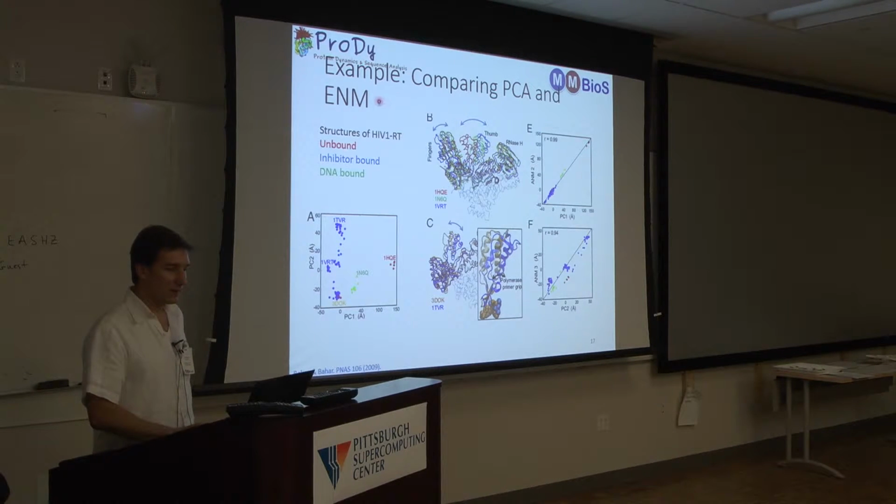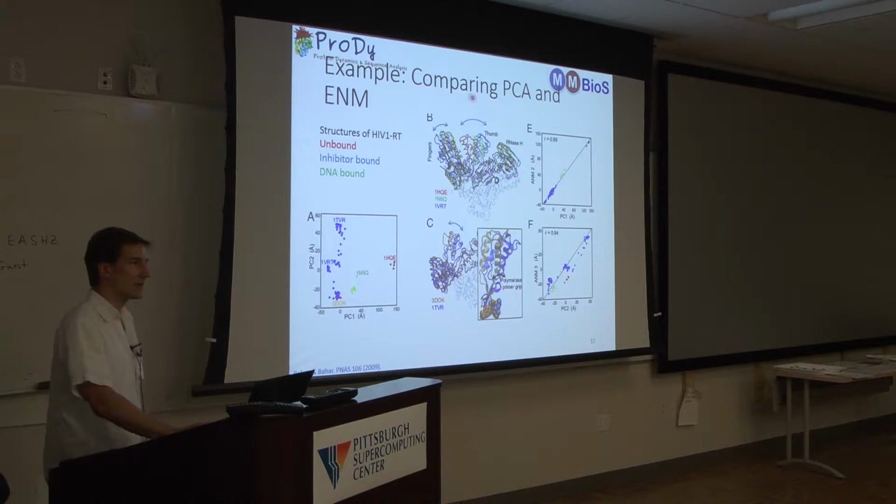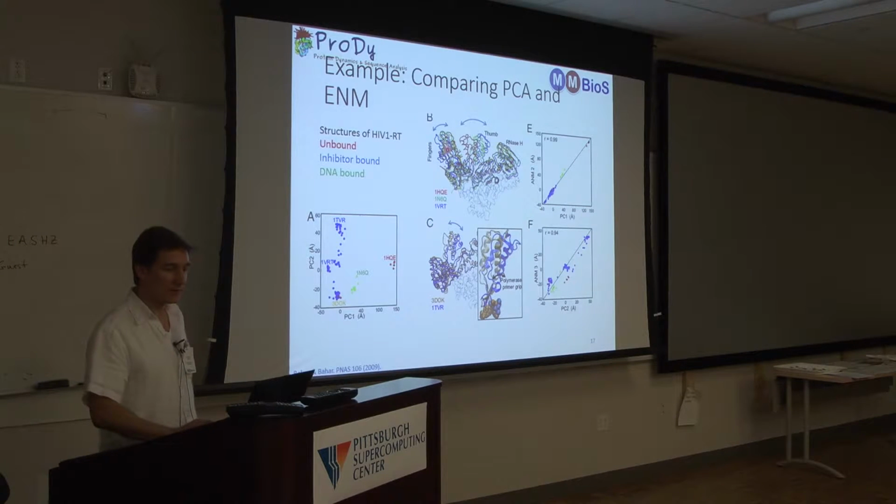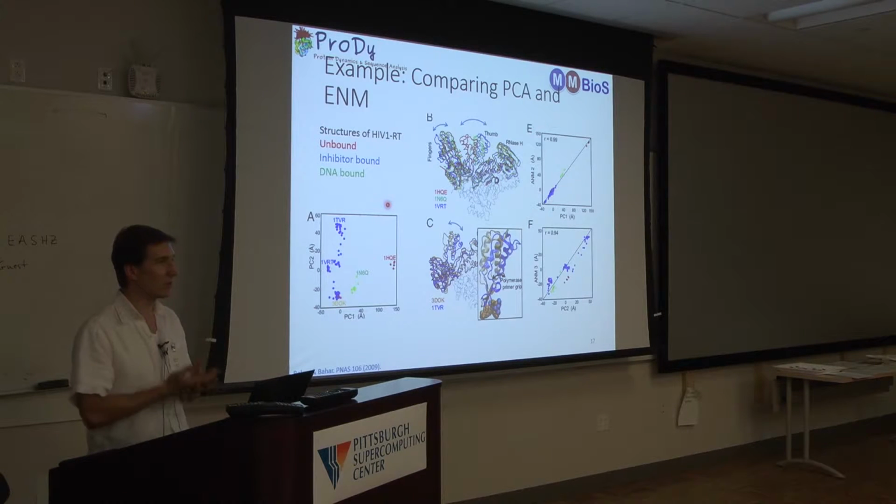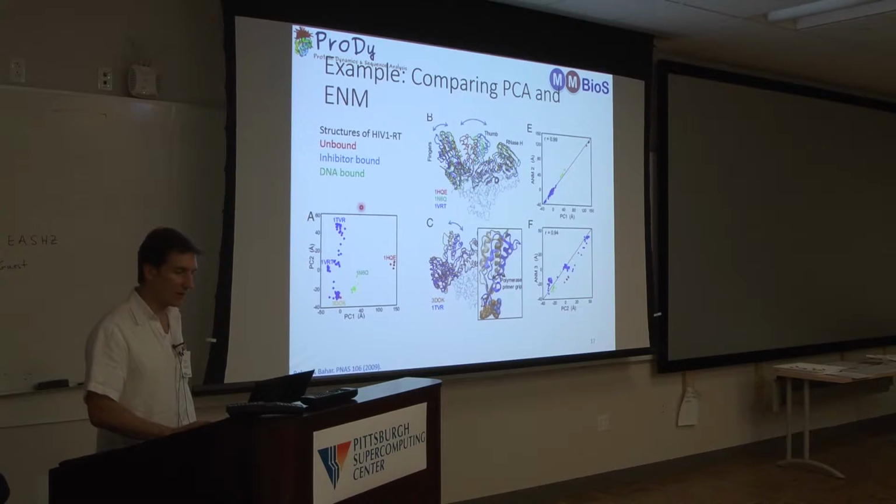So an example is if you want to compare principal component analysis and elastic network model results. In this case, it is HIV-1 reverse transcriptase, and there are several structures in the PDB for this. There are unbound structures, shown in red, that populate this little area. There are inhibitor-bound structures, shown in blue, and DNA-bound structures shown in green. What has been done here is all of those structures were collected together and aligned on top of each other, and then principal components of the deformations, the differences between those structures, were calculated.